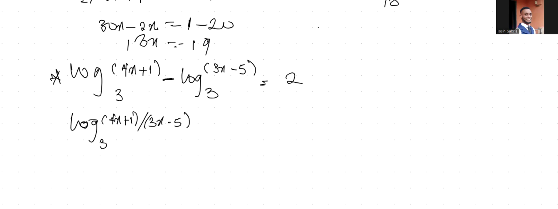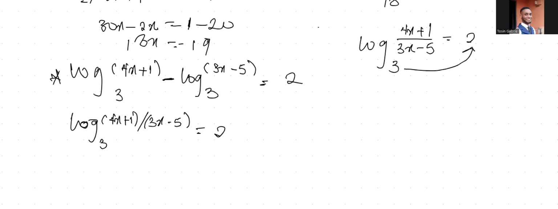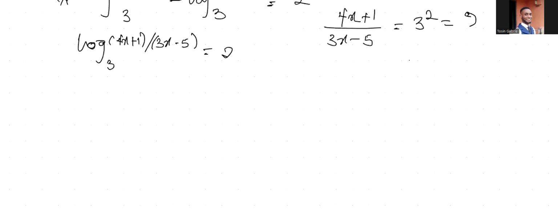So let's write it well. It's going to be log of 4x plus 1 divided by 3x minus 5, which is equal to 2, in base 3. So this base will push this 2 up. So it will now be 4x plus 1 divided by 3x minus 5, which is equal to 3 raised to the power of 2. And 3 raised to the power of 2 is 9. Then we have 4x plus 1 divided by 3x minus 5, which is equal to 9.